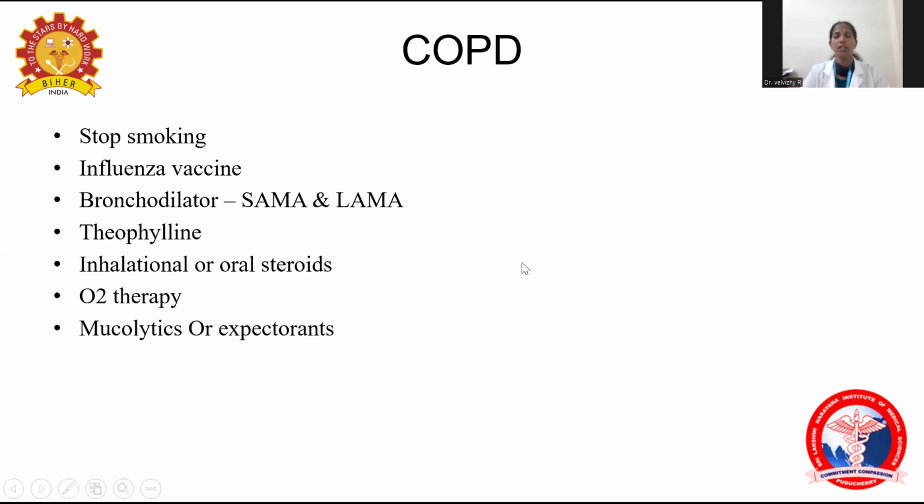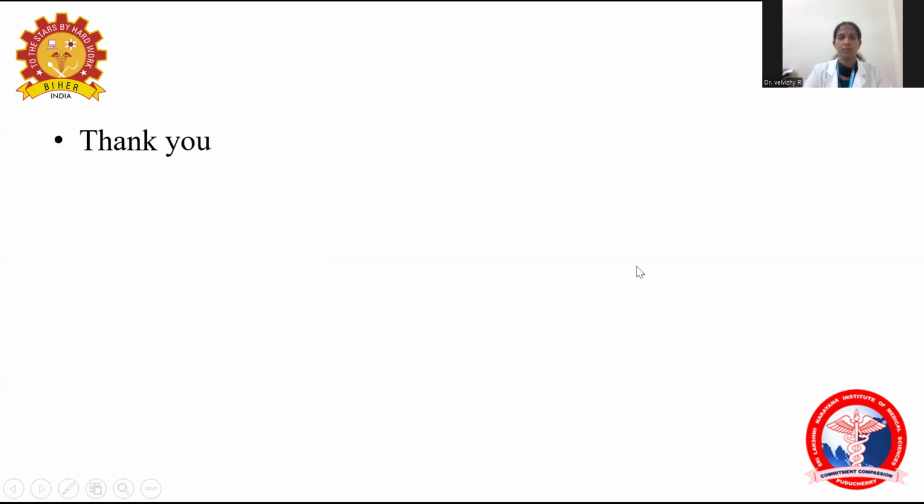So these are the treatments of bronchial asthma and COPD. Always remember, if you are diagnosing bronchial asthma, the first line drug is beta-2 agonist with steroids. Then, based on the patient's symptoms, episodic nature and severity, you can choose the drugs. So thank you.